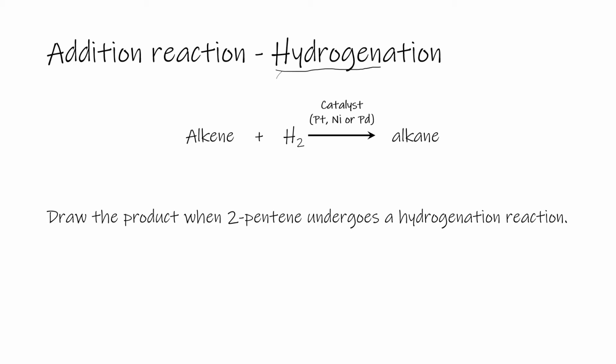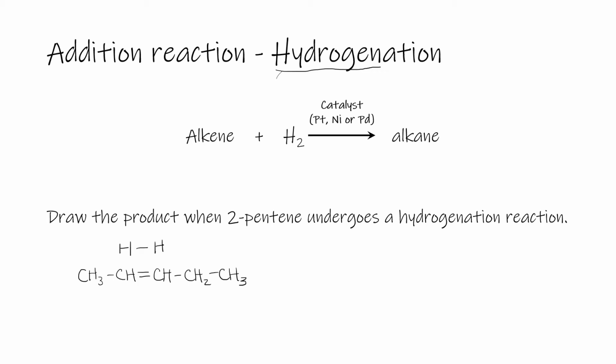So let's look at what that does. It says draw the product when 2-pentene undergoes a hydrogenation reaction. I'm going to start by drawing out 2-pentene. So we have CH3, CH double bond to a CH, so that's CH3, CH2, CH3. There's my 2-pentene. I have a double bond between the second and third carbon, and we're going to react hydrogen with this. So I'm going to draw a hydrogen up here. It's H2, so it's two hydrogens bonded together.